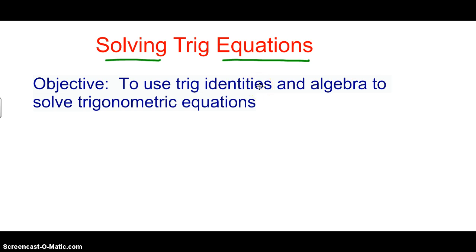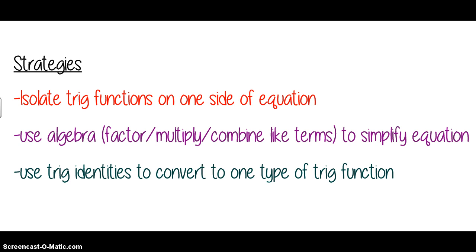So take out that identity sheet if you don't have it next to you yet. Some good rules of thumb when you are trying to solve trig equations is to isolate a trig function on one side, just like you would isolate the variable that you are solving for. Use algebra to simplify your equations, and use trig identities to convert to one type of trig function. You want to have everything in terms of sine, or everything in terms of cosine, or tangent, whatever it might be, instead of having a variety of trig functions all in one problem.